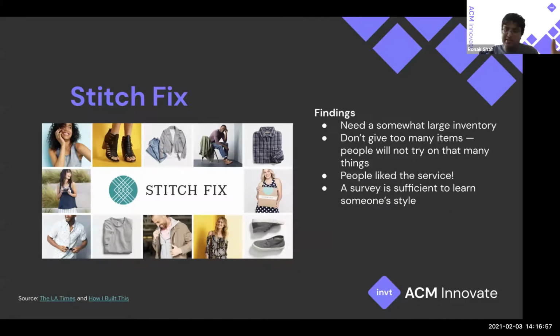And what she realized is, one, it works. Two, you do need a somewhat large inventory, but return policies work really well. Basically, she just had a $6,000 credit limit and she bought everything and then returned it all. Every month, she would just buy and return. And if someone wanted it, she just wouldn't return that particular item. She also realized that people didn't need that many items. The actual number was around 5 to 6. People don't want more than that because no one's going to try that much stuff on. And they also realized that a survey was enough to learn someone's style.